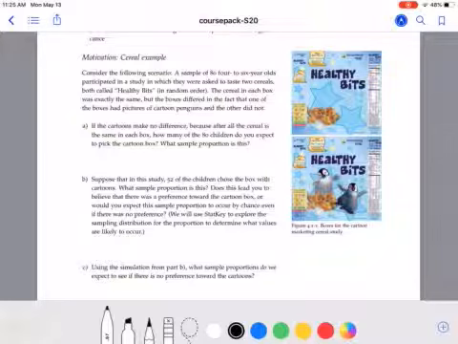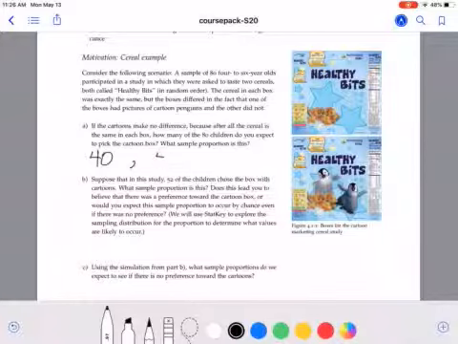So the first question we're asked about this study is: if the cartoons actually make no difference, because it's really the same cereal in both boxes, how many of the 80 children would we expect to pick the cartoon box, and what sample proportion would that be? Well, if there are two boxes to pick from and they're the same cereal, then the kids should be randomly picking one of the two, with a 50% chance to pick either box. So 50% of the kids would be 40 children that we'd expect to pick each box if they don't care about the penguins. And so the sample proportion we would get is 40 out of 80, or 0.5.